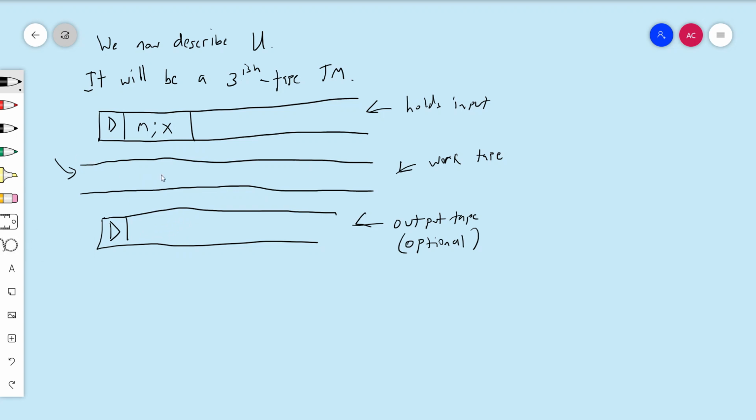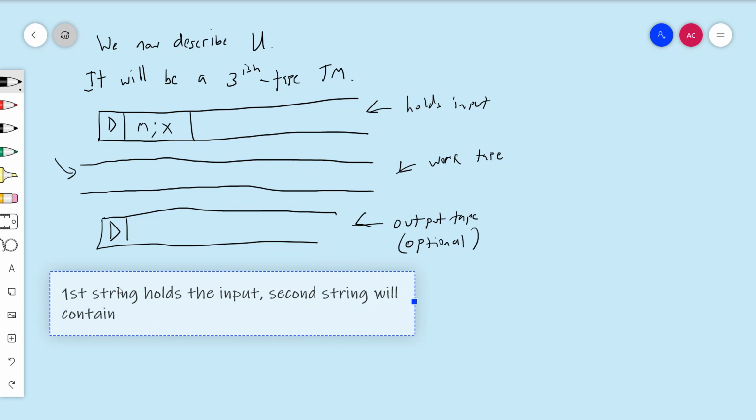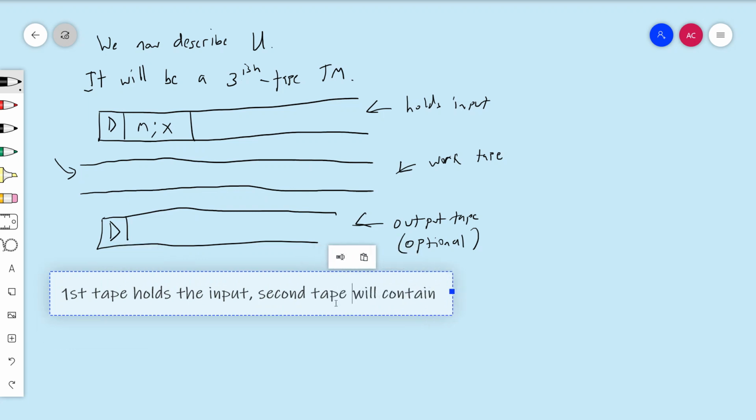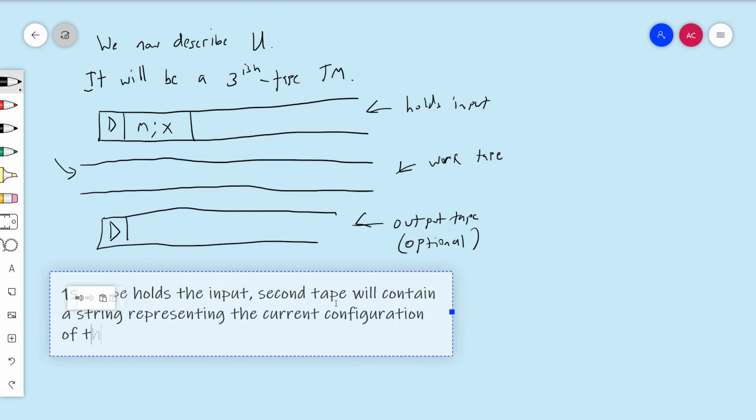So the first string holds the input. That is the program code as well as the input that I want to use. The second string is going to hold the same thing at all times. The second tape, I should say. I really need to start saying tape and not string. The second tape will contain a string representing the current configuration of the machine being simulated.